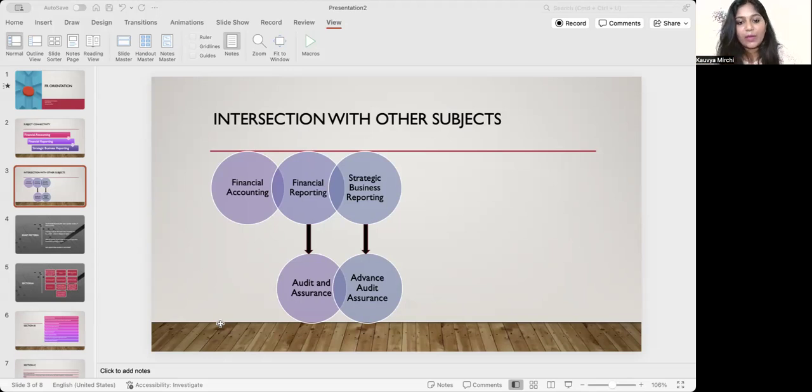Similarly, I wouldn't say SBR plays as much of a role in audit and assurance as FR does, but it still has significant relevance, especially in advanced audit and assurance. A solid understanding of SBR concepts can enhance your understanding in AAA too. Apart from this, financial reporting has more connections towards financial management and taxation. It helps you understand these subjects overall.